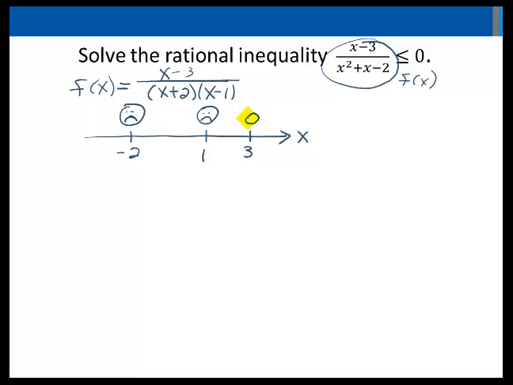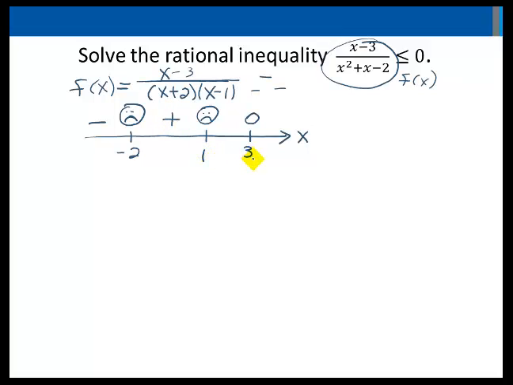And then let's find a test value in each of these regions and determine if we have positive or negative values for f(x). If x is less than -2, I will choose -3. So I'll have (-3 - 3)/((-3 + 2)(-3 - 1)). A negative divided by a negative times a negative is a negative value. And same thing in the next interval, I'll choose x = 0. We'll have a negative over a positive times a negative, which will give me a positive.